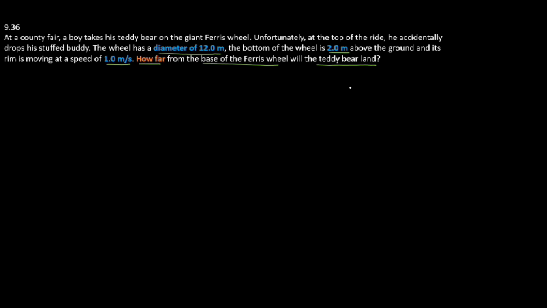Let's sketch the problem. You have a Ferris wheel, and the diameter of that Ferris wheel is 12 meters. The Ferris wheel is at a height 2 meters above the ground. So from the ground, the base of the Ferris wheel is 2 meters above. Therefore, if you measure the height of the top of the Ferris wheel from the ground, it is 14 meters.